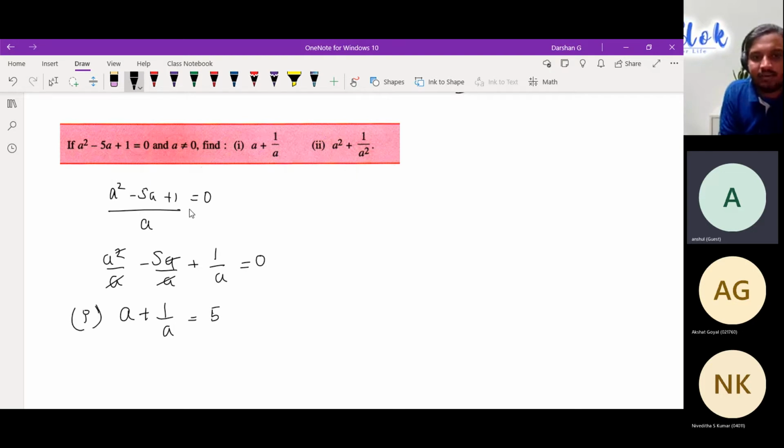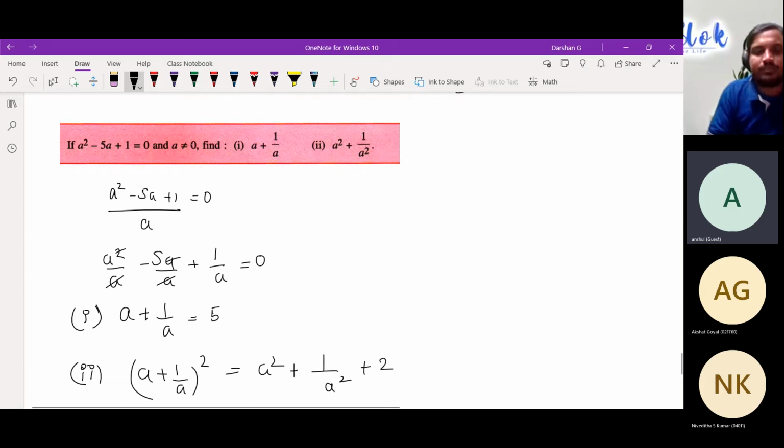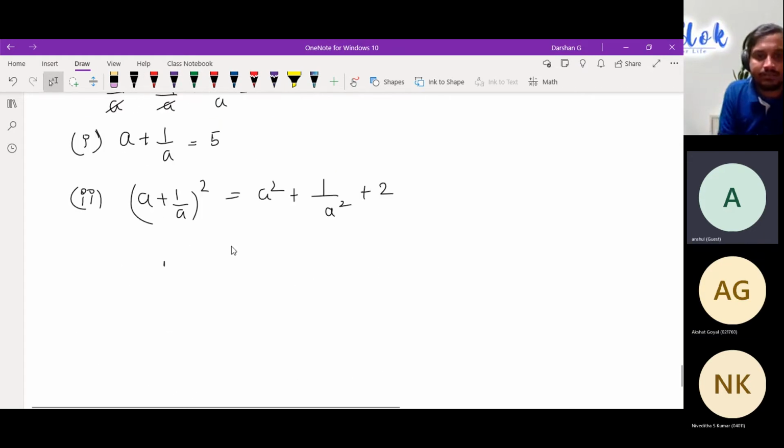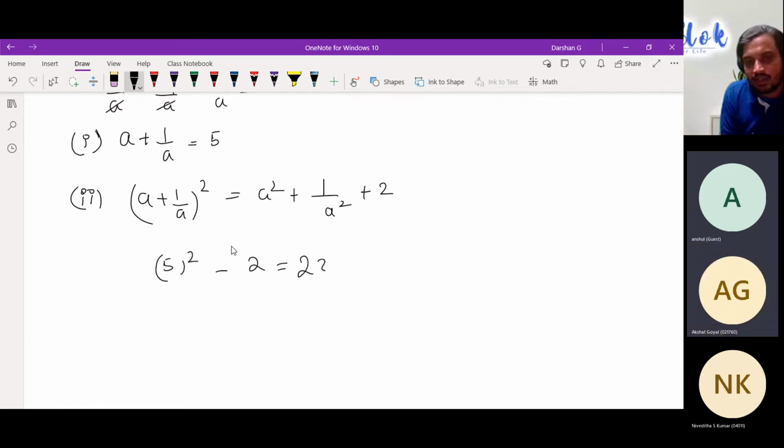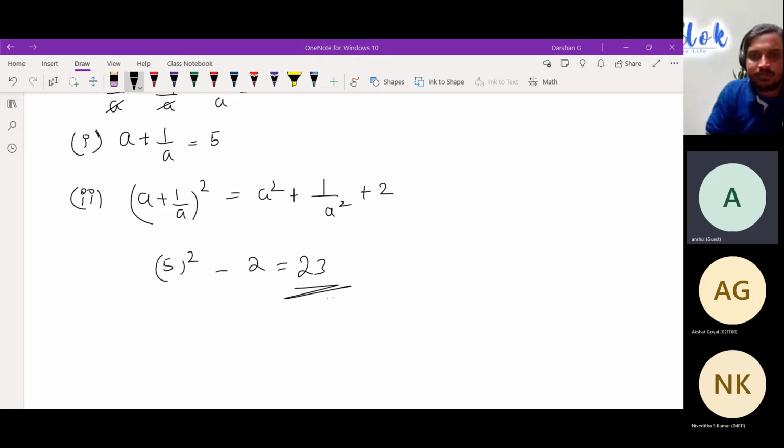Second one, I can find from this itself, because I know the whole square is a square plus 1 by a square plus 2. Am I right? Yes, sir. Okay. So minus 2, answer is 23, right? 23. Yes, sir. Correct. Next, moving on to the next problem.